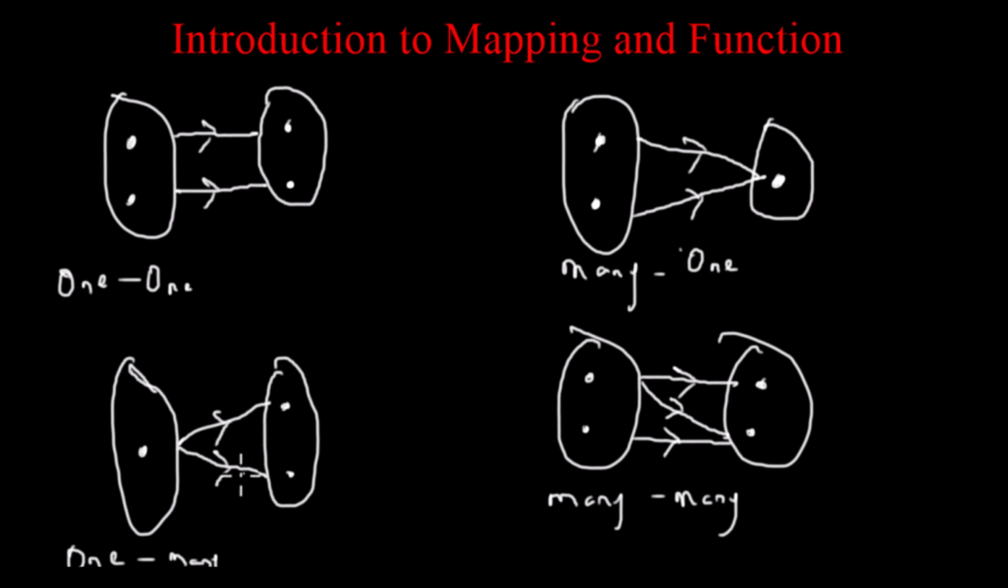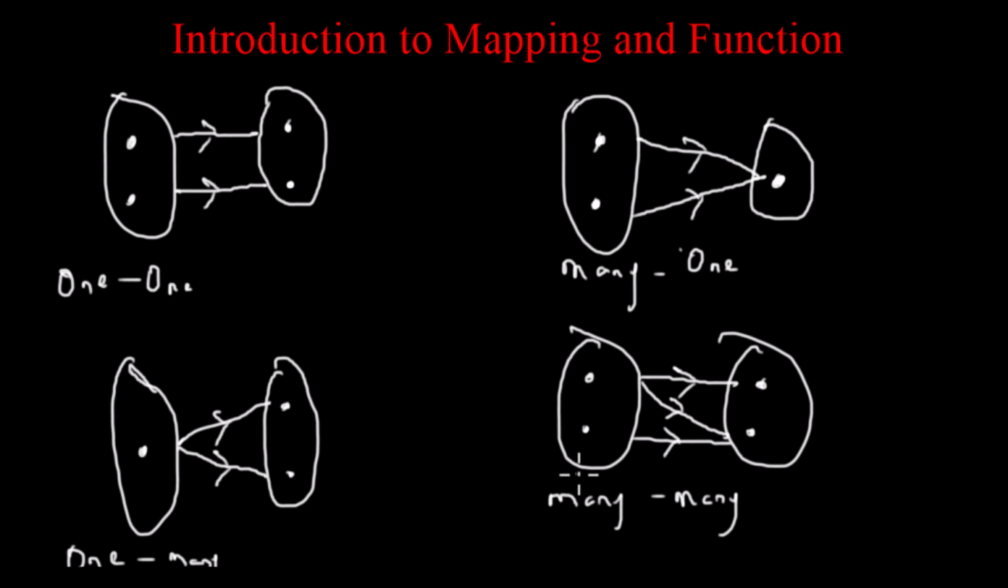Then we have the one-to-many. So one input is mapping out to multiple outputs. So this is one-to-many. And for many-to-many, one input is mapping out to many outputs, and one output also comes as a result of many inputs. So this is many-to-many mapping or relation.